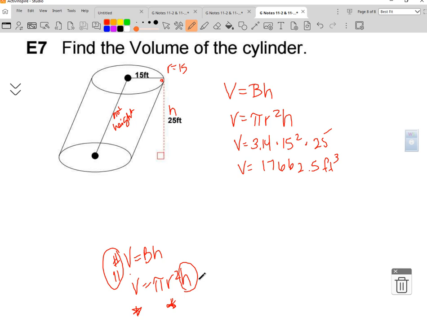Is that number 11? 11. Okay, number 11 is a different one. That was for number 12. That was for number 12, not B.